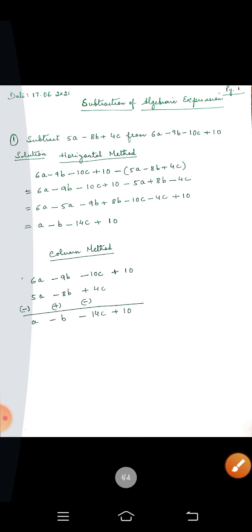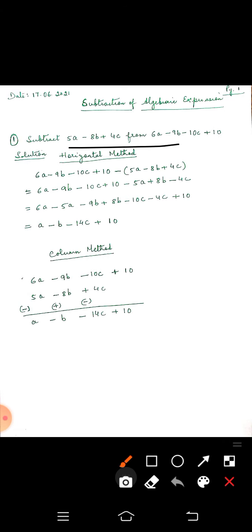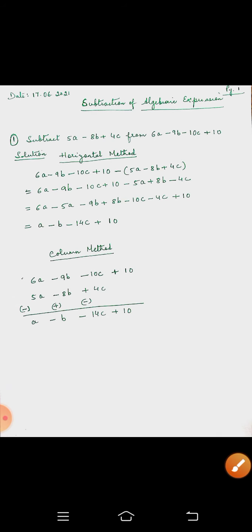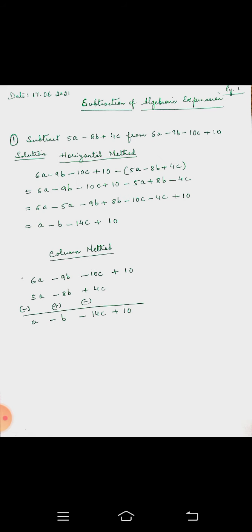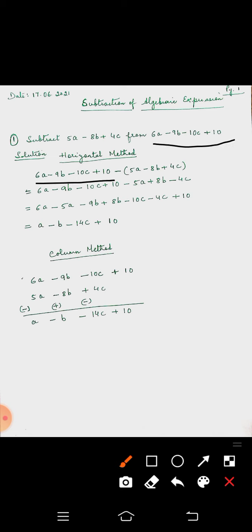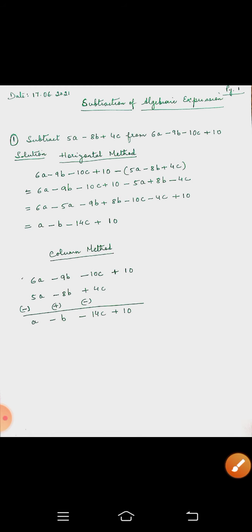The question here is this: subtract 5a minus 8b plus 4c from 6a minus 9b minus 10c plus 10. You are asked to subtract the second expression from the first. Therefore, first write the second set of terms in the first place and the first set in the second place, keeping them in brackets.